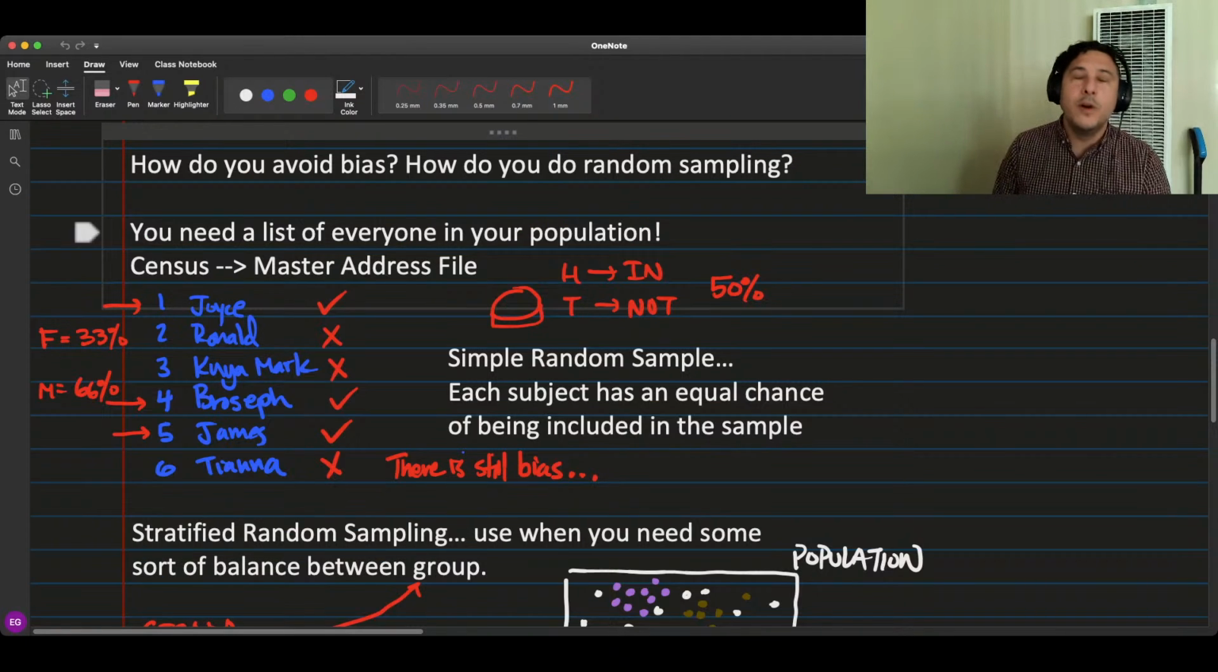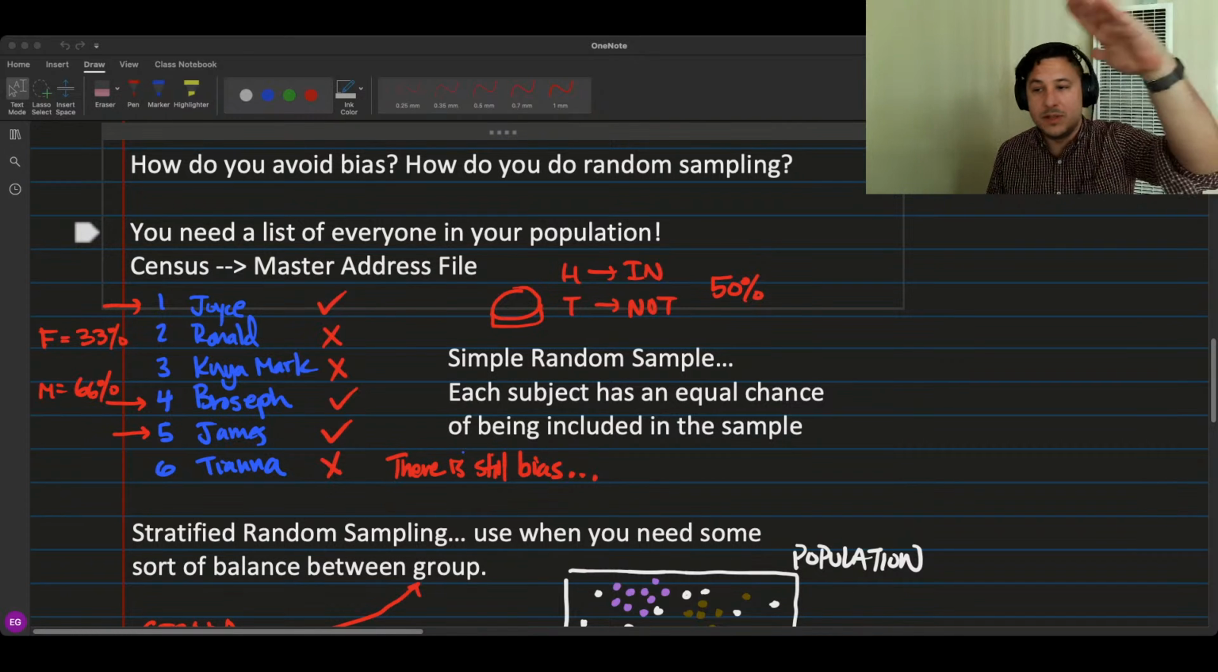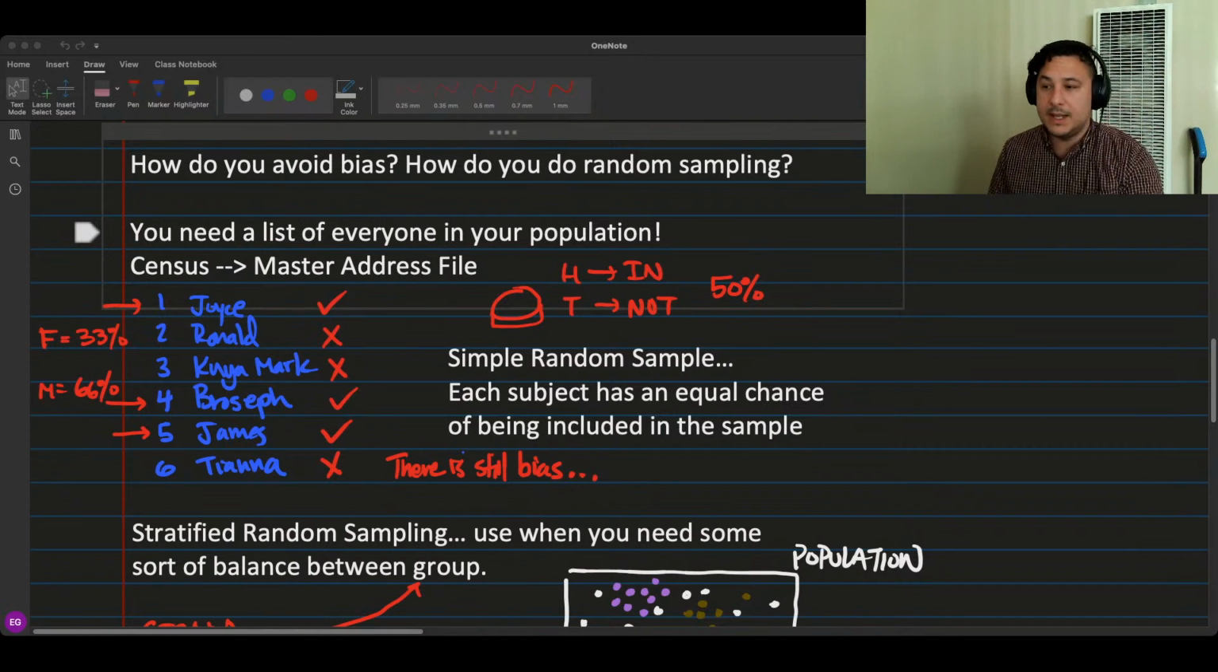So we talked about, how do you avoid bias? Well, you need to do random sampling, and we talked about the stages of how this goes. You start with a list of everybody in your population. I gave you the example of the census, which has the master address file. Then you do the equivalent of flipping a coin for everybody. Everyone needs to have the same chance of being included in the sample. You can see my list there of the six people. Imagine flipping a coin: is this person in the sample, or not in the sample? We had a special name for this. It was called a simple random sample. So a simple random sample is you start with your list, flip a coin for everybody, and some percentage ends up in your sample or not.